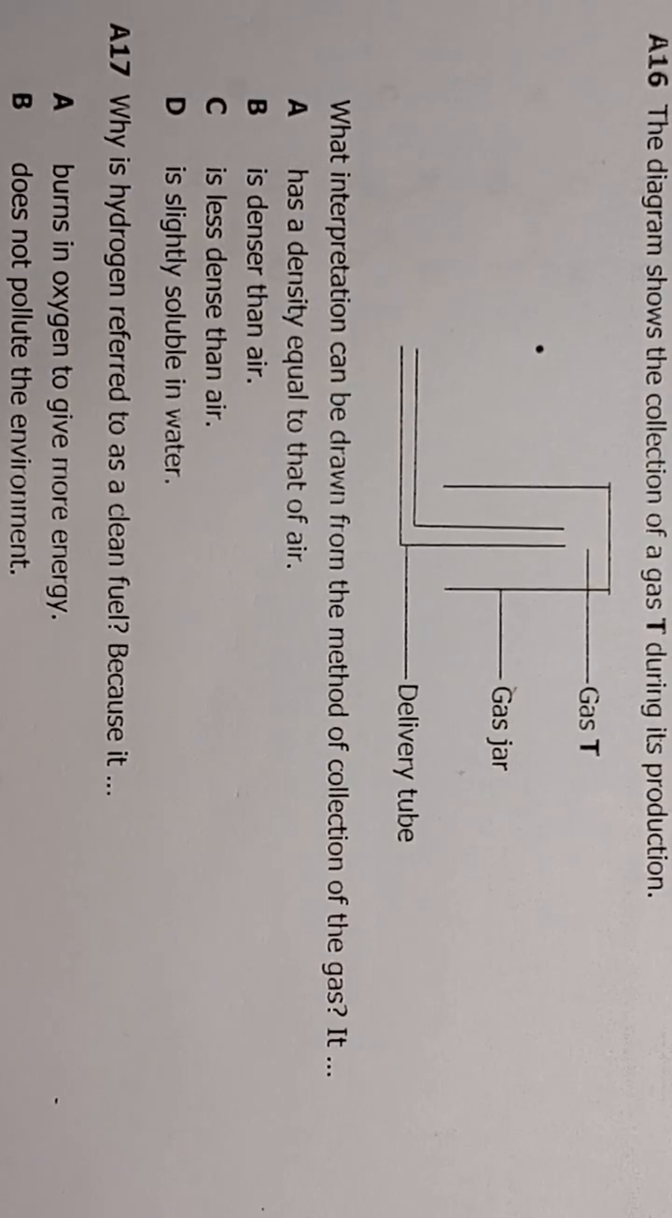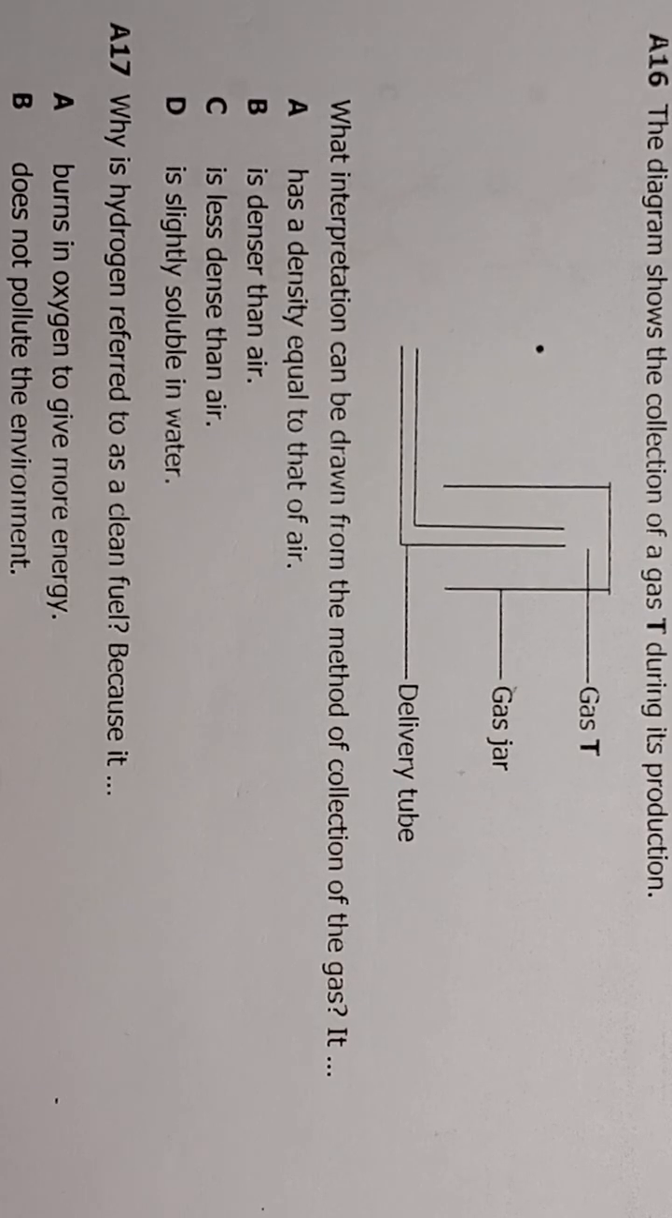Question 16. The diagram shows the collection of a gas T during its production. So we have gas T, we have the gas jar, we have the delivery tube. What interpretation can be drawn from the method of collection of the gas? Option A, it has a density equal to that of air. Option B, it is denser than air. Option C, it is less dense than air. Option D, it is slightly soluble in water.